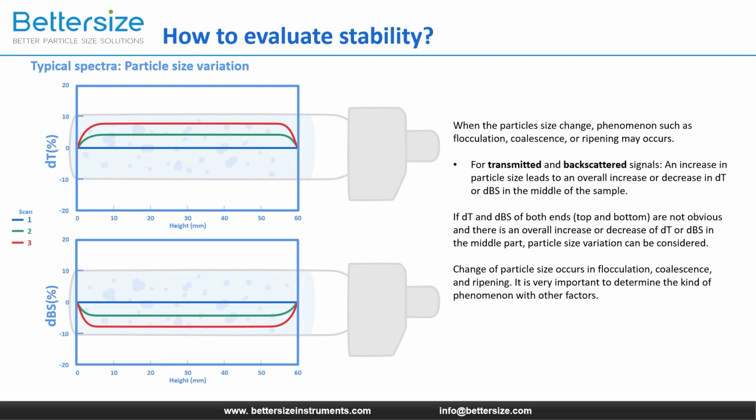As I mentioned before, the transmit and the backscatter signals change as the particle size changes. Whether the overall increase or decrease of the transmit and backscatter signals occurs depends on the size of the particle aggregates. For example, if the aggregates that form are at the micro level, the backscatter signal increases. If the aggregates are at the submillimeter level, the backscatter signal decreases.